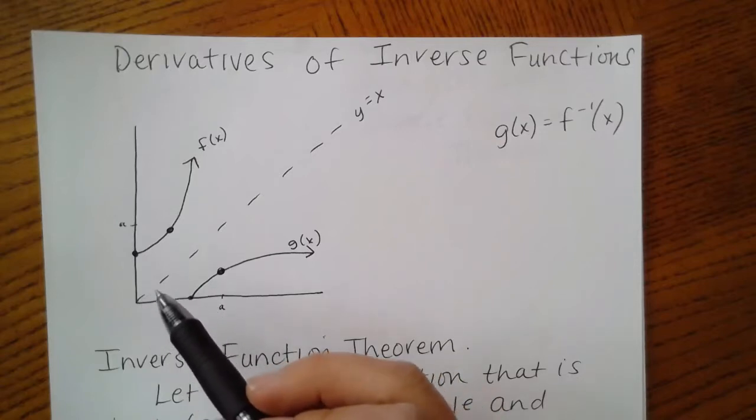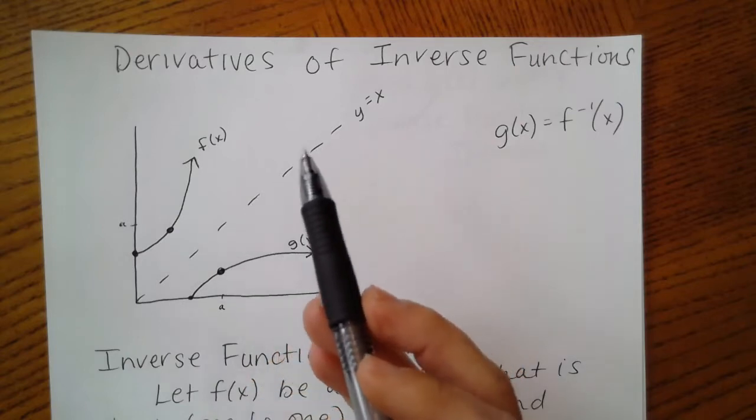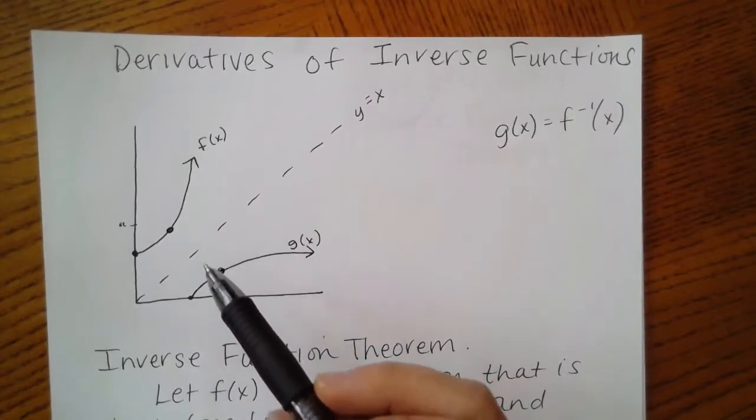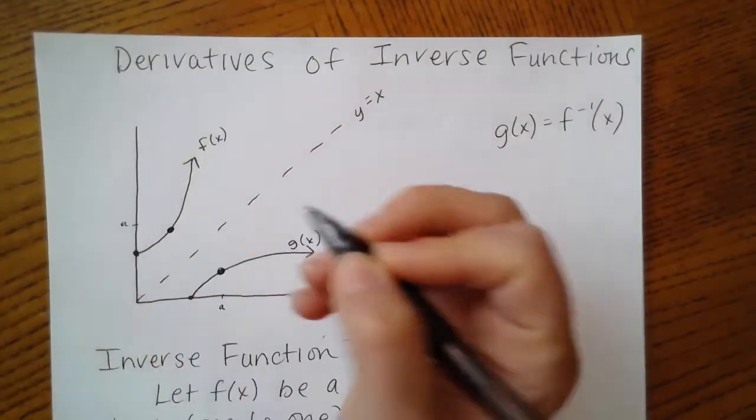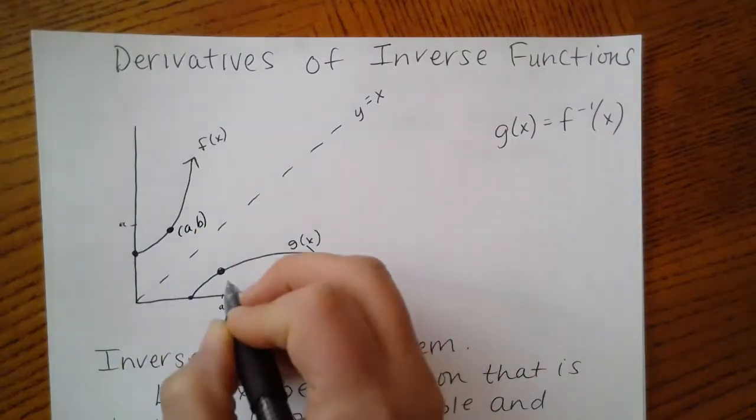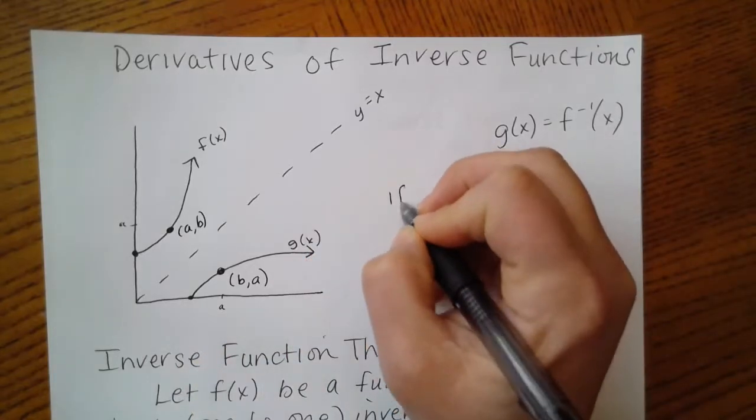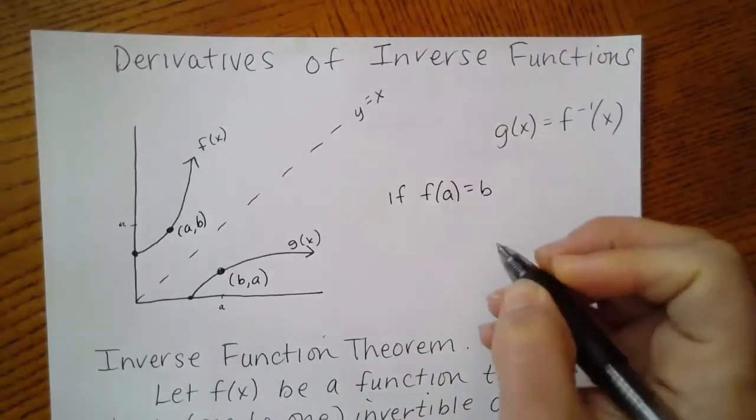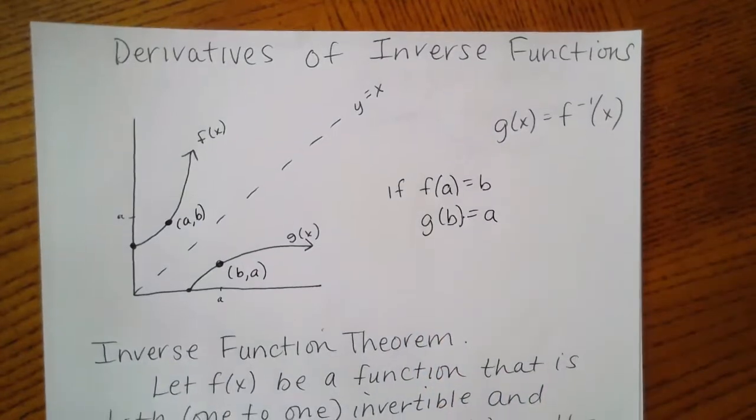Now we can tell that they look like they're inverses of each other because all inverses should look like a reflection across the line y equals x, okay? I want to point out that the point they have in common is not exactly the same point. If f of x has (a, b) on it, then g of x has the point (b, a), okay? So if f of a is equal to b, and g is its inverse, then of course g of b would be equal to a, okay?